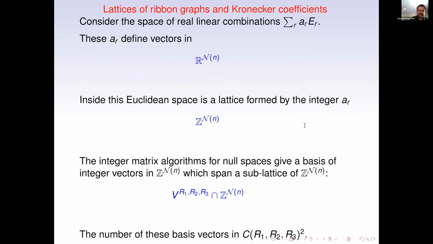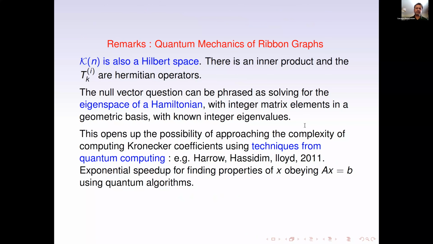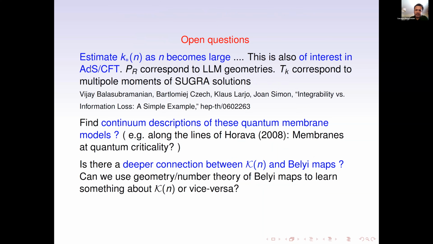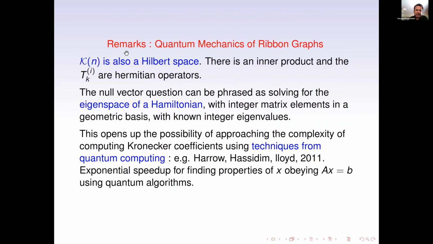A couple of remarks relating this to physics. This K of n is also a Hilbert space. There is a nice inner product, and these T's are Hermitian operators. As a result, this null vector equation that I talked about is related to finding the eigenspace of a Hamiltonian, which has integer matrix elements in an appropriate basis with known integer eigenvalues. To actually do this, it's a very big matrix. So an interesting question is how to do this efficiently.